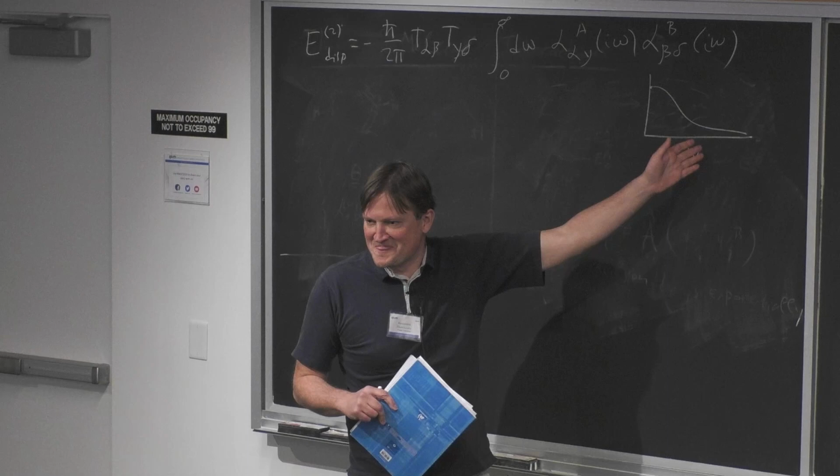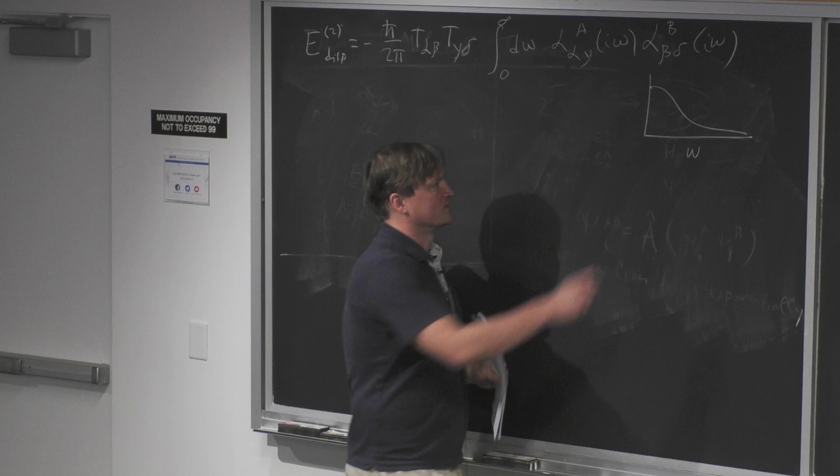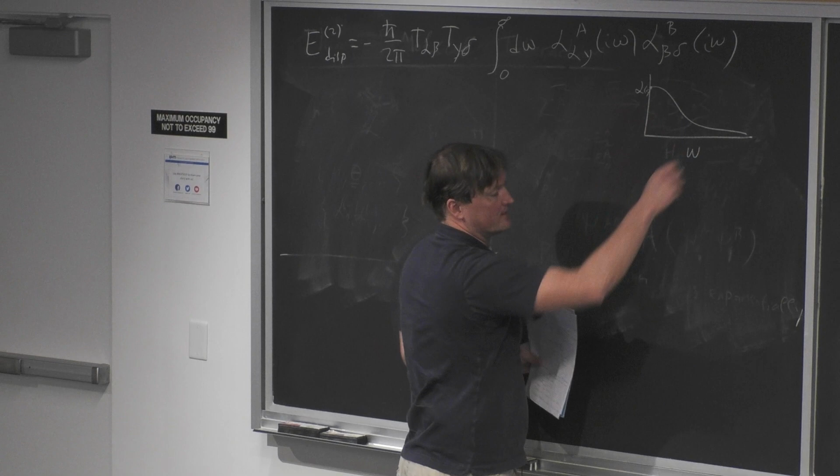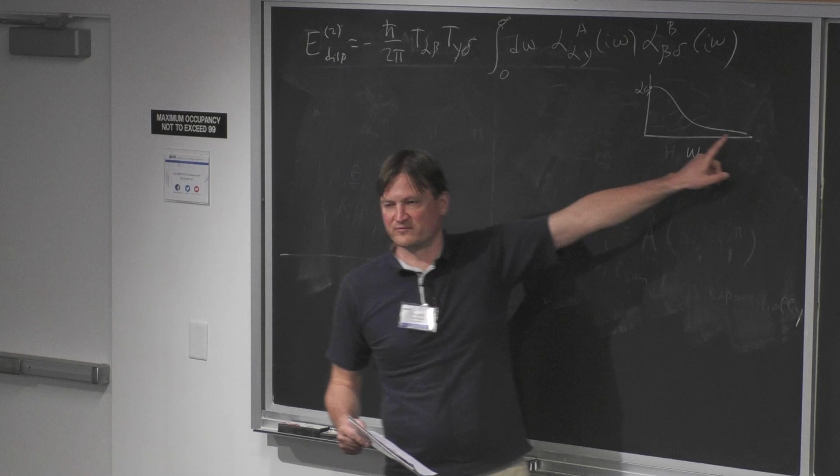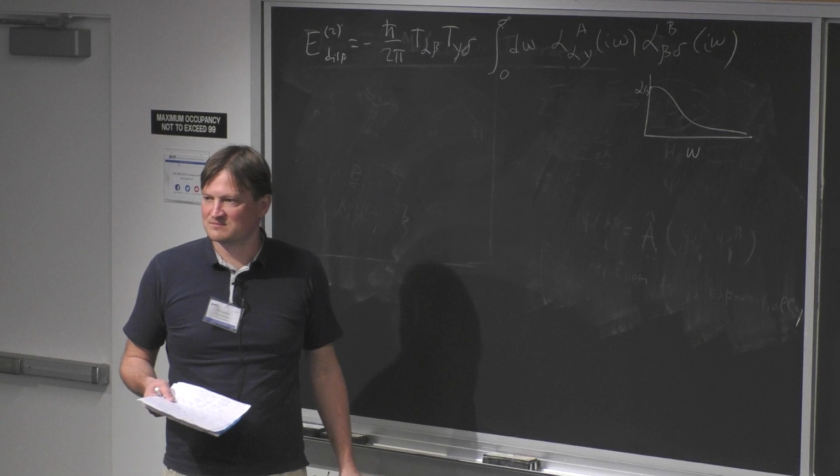But since it looks so simple, you can just compute the static part, alpha zero, and then approximate the frequency dependence, because there are some rules on how this function behaves for high frequencies. Basically, from the number of particles that polarize, you can easily do this.